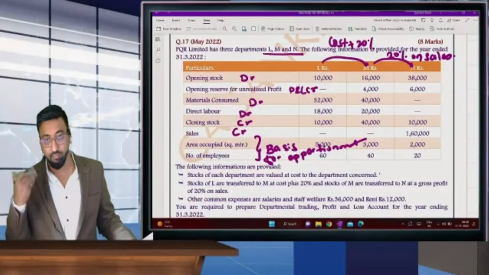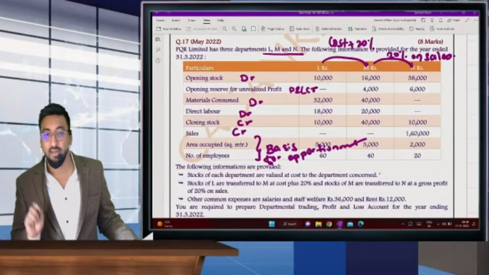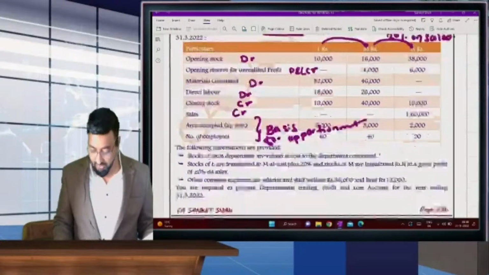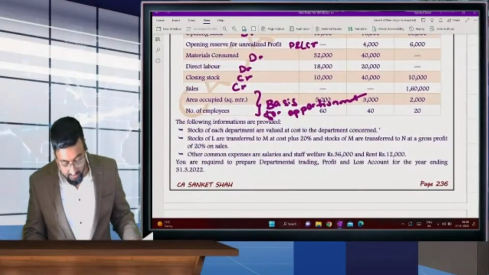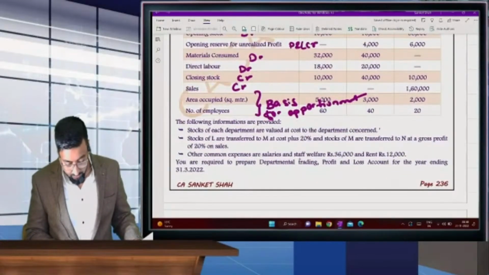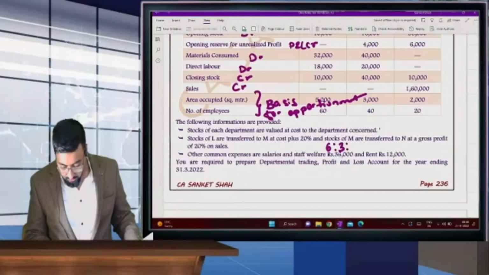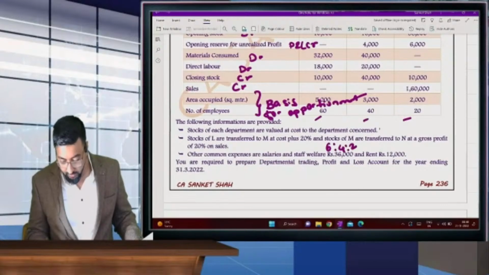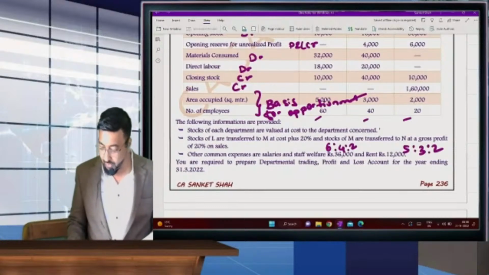सर, यूर थिंकिंग एंड आवर थिंकिंग इज स्लाइटली डिफरेंट. मैं उधर के उधर ही लिख के रखता हूं. कॉस्ट प्लस 20% एंड 20% ऑन सेल्स. Then other common expenses, staff welfare. So staff welfare, beta, you have to divide it in 6 is to 4 is to 2, 60, 40, 20. And 12,532, 5, 3, 2. You are required to prepare trading and P&L account.